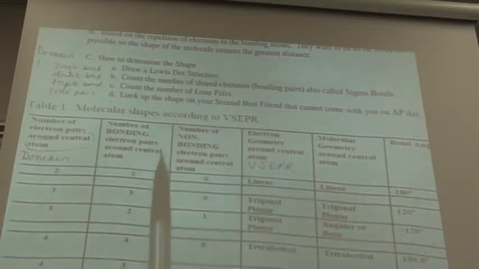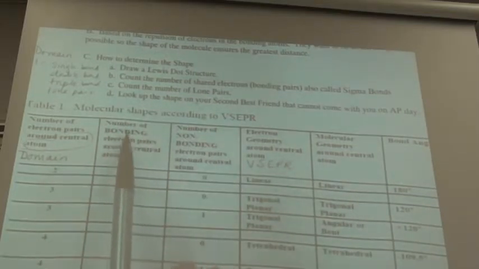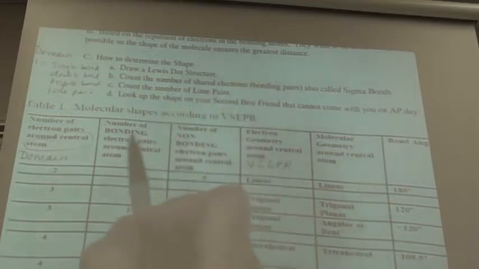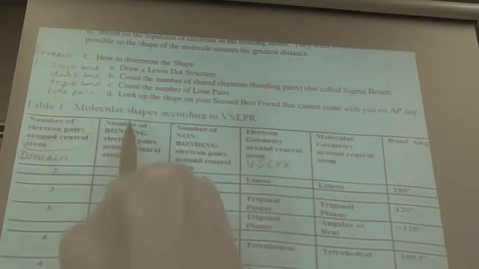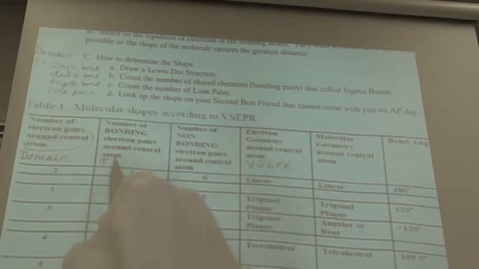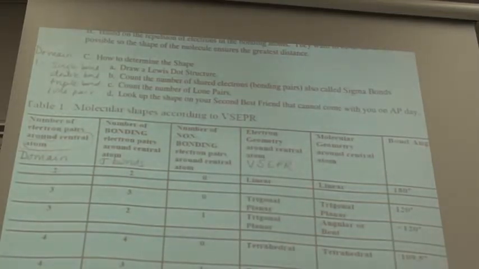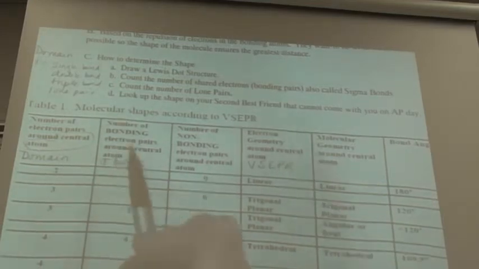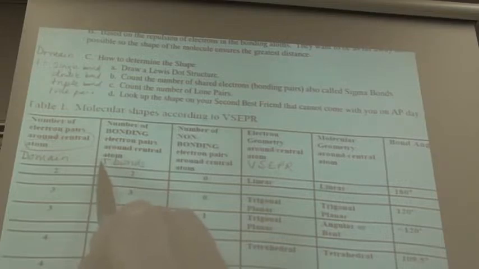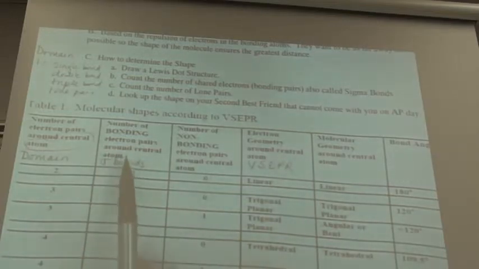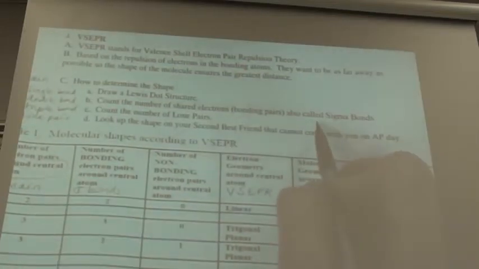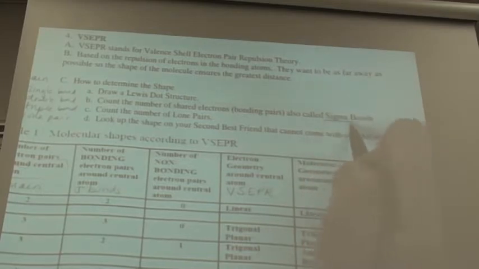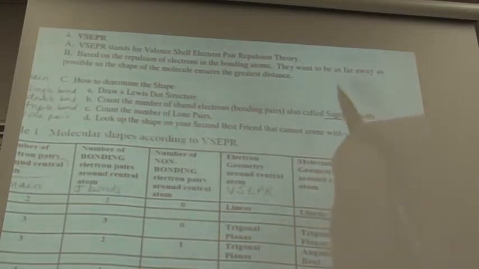We're going to count the number of bonding pairs around the central atom. And the way I like to think of this is not that, but the number of sigma bonds. That was a sigma. Here, look at it again. It's a fat P with a straight line. Got it? Half of a circle and a straight line. Sigma bonds. A bonding pair always contains a sigma bond.